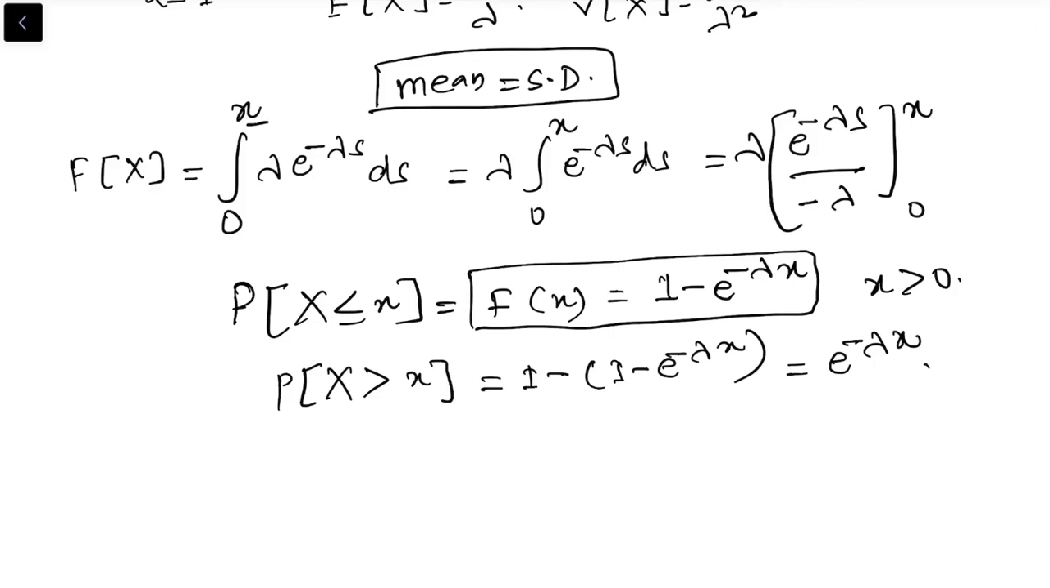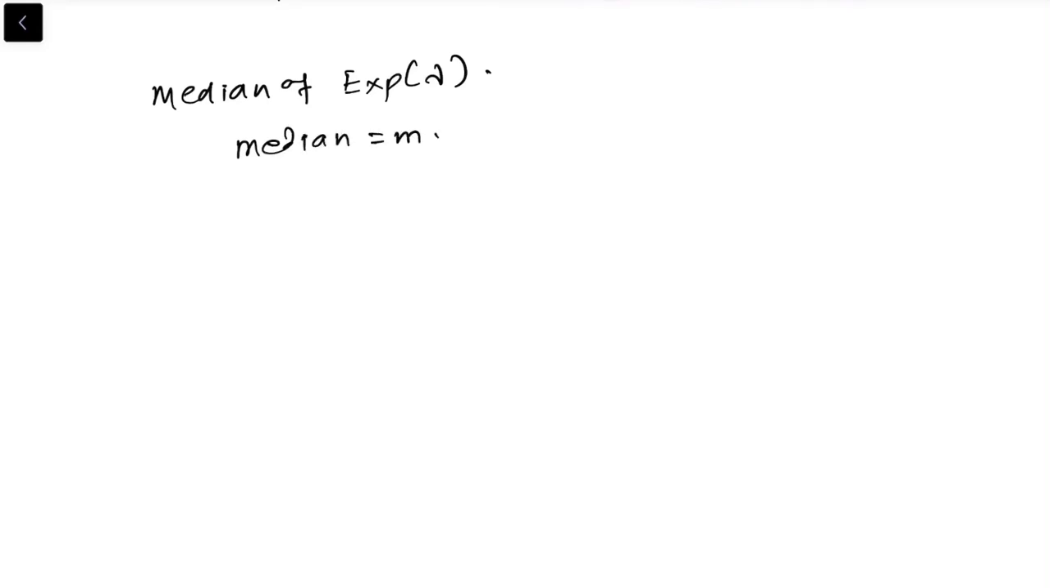Now let me ask you one question. What is the median of the exponential distribution? Let's derive this. Let's say the median is m. The median is the value of m such that the probability X less than or equal to m is 1 over 2. So up to the median, the probability or the area is half.